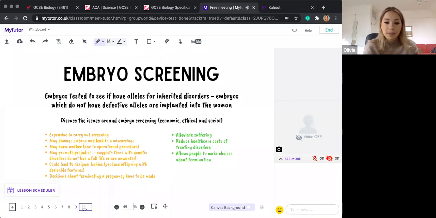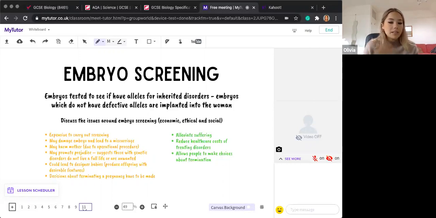But embryo screening basically links to inherited disorders. It's a way of looking at an embryo, which is when the sperm's fertilized with an egg and that's started to grow a little bit and is going to develop into a fetus and into a baby. Before that's developed, we look at that embryo and see whether it's got an inherited disorder, whether it's got a defective allele. Then we take the embryos which are normal with good alleles and implant those back into the woman, and that will develop into a baby without that disorder.